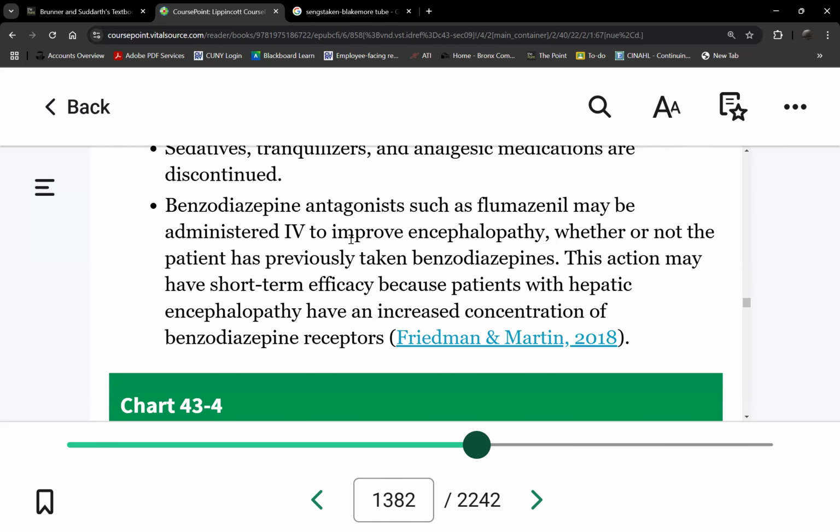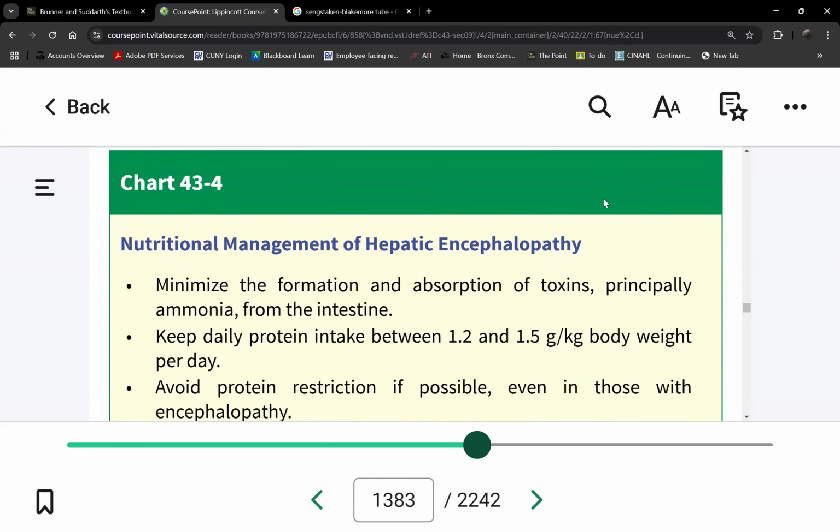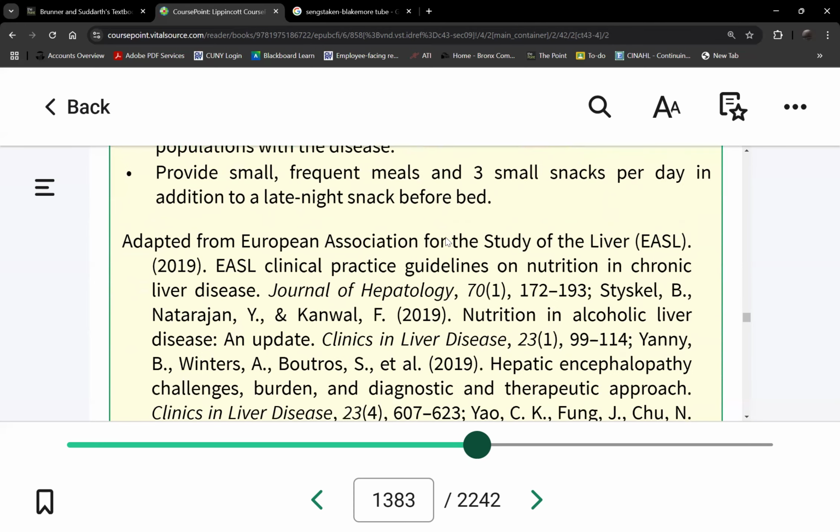Be careful with any drug therapy, especially with sedatives. Remember, there's decrease or no drug metabolism here. So it doesn't matter if it's oral or IV. A drug is a drug. It will be metabolized by the liver. Okay, we already talked about the nutritional management. Skip that.